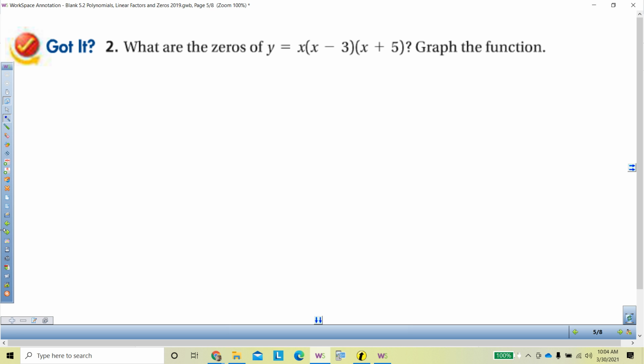Okay, what are the zeros? Write this one down first, and then tell me what the zeros are once you get a chance to write it down.